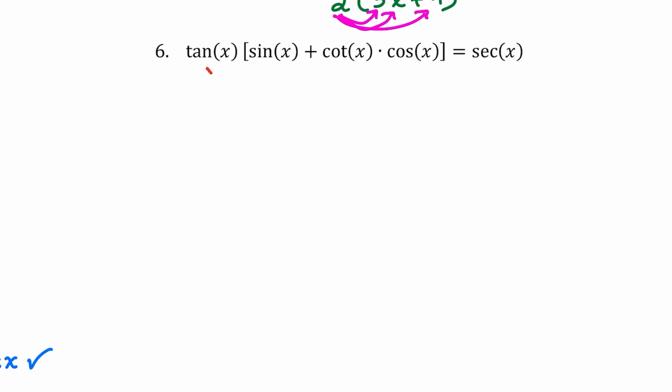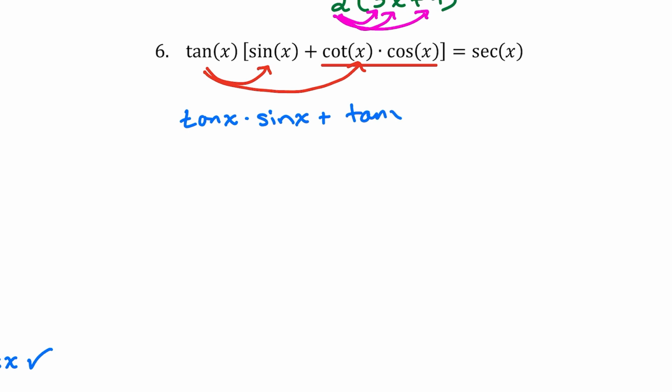So what I'm going to show you is I'm going to take this tangent function and multiply it to these two terms. This whole thing is one term. It doesn't matter if there's a multiplication or with it, or division even. This is one term, sine is the other term. So when you multiply that out, you have tangent of x times sine of x. Then you have tangent of x times cotangent of x times cosine of x.